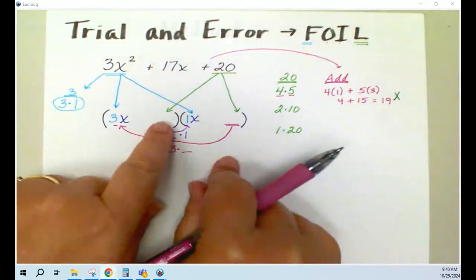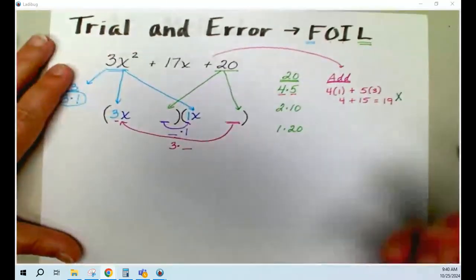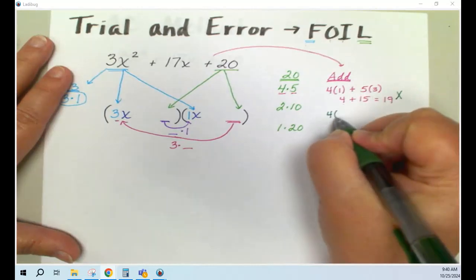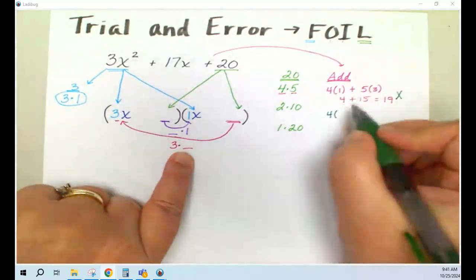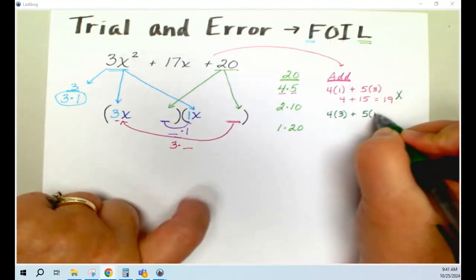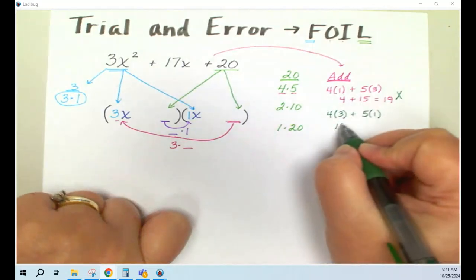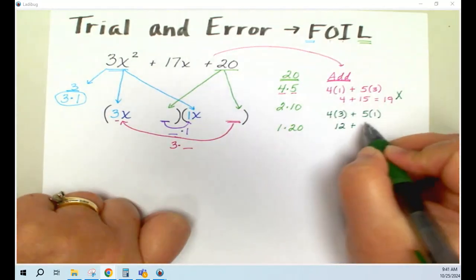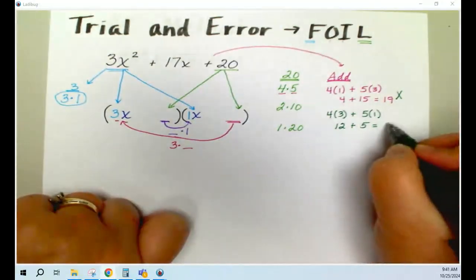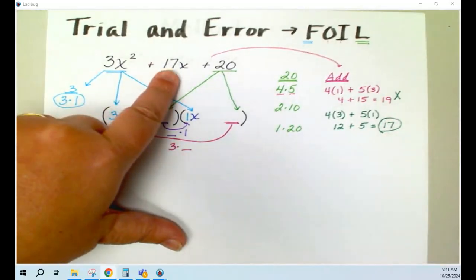But that was saying I'm putting my 4 here and my 5 here. Well, what if we switched them? Okay, so let's change the order of that. So let's take our 4 and multiply it by the 3. So I'm just going to switch those numbers we're multiplying them by, and then plus our 5 times the 1, and see what we get. So 4 times 3 is 12, plus 5 times 1 is 5, and 12 plus 5 is 17. And notice 17 is, in fact, our middle term.